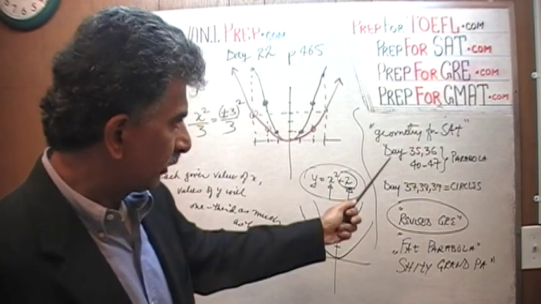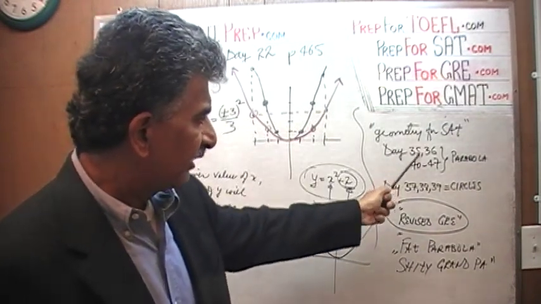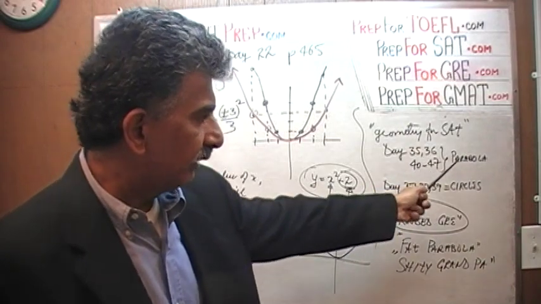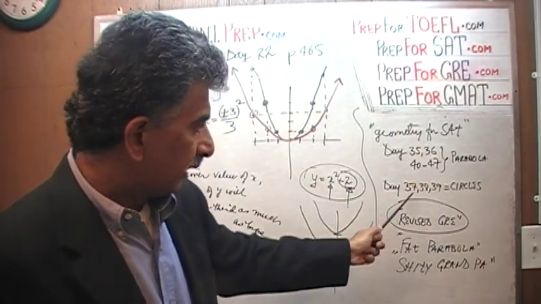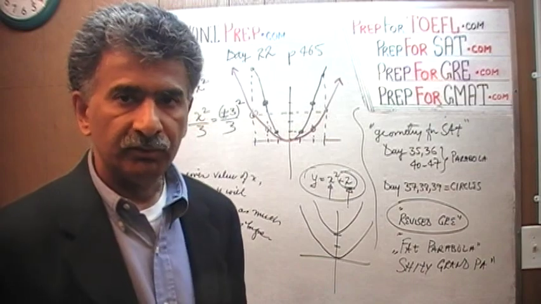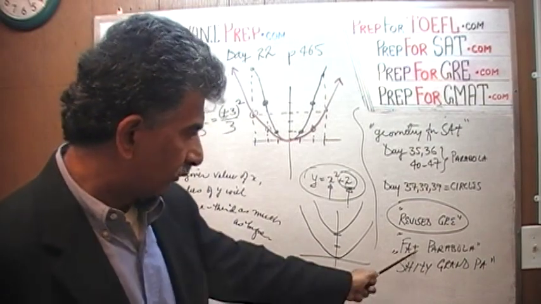Do you understand? One more time. Geometry for SAT, day 35 and 36 and 40 through 47. That will take care of parabola. And 37, 38 and 39, those days will take care of circles. And look for those tags there.